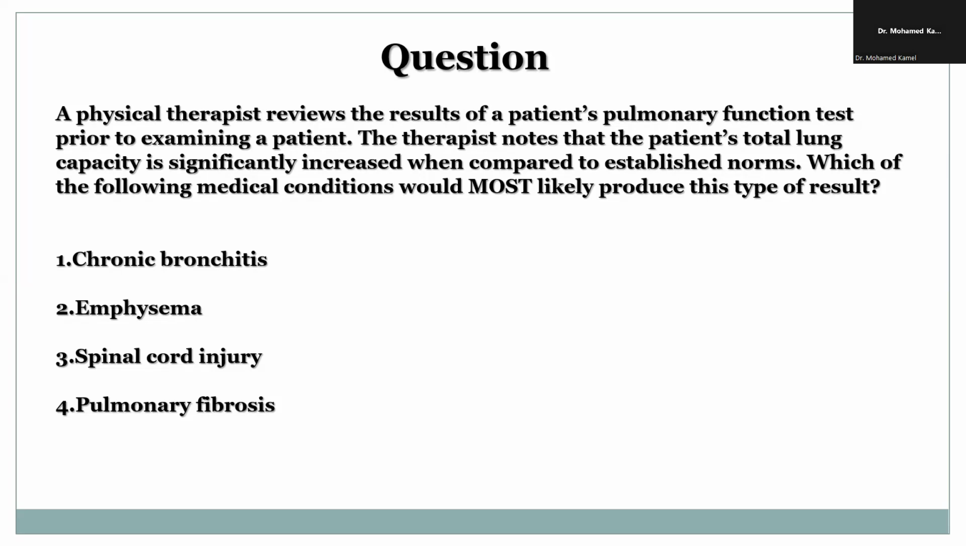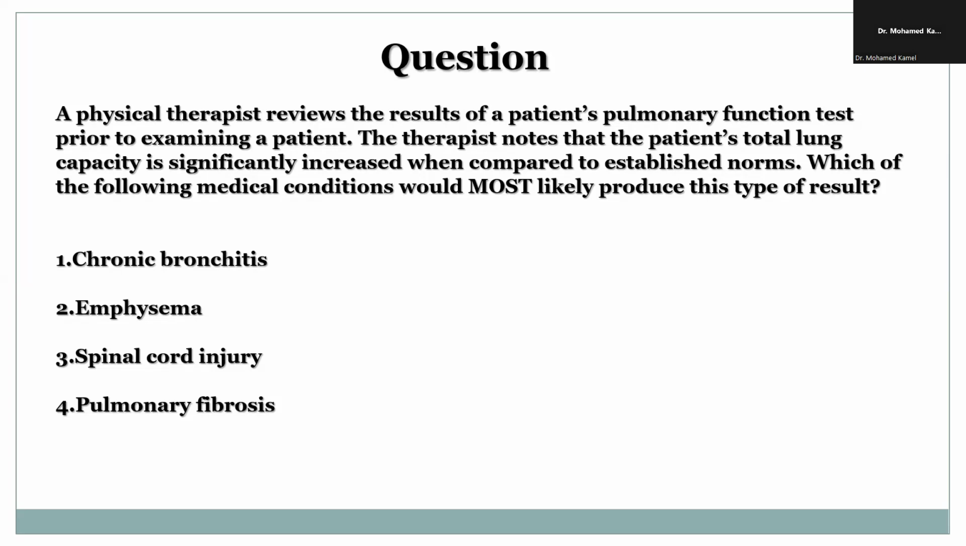Option number 3, spinal cord injury. Spinal cord injury is a neuromuscular cause of restrictive lung dysfunction, characterized by loss of some of the inflation of the lung, and there will be a decrease in total lung capacity, vital capacity, and inspiratory capacity. So here we will have a decrease, not an increase.